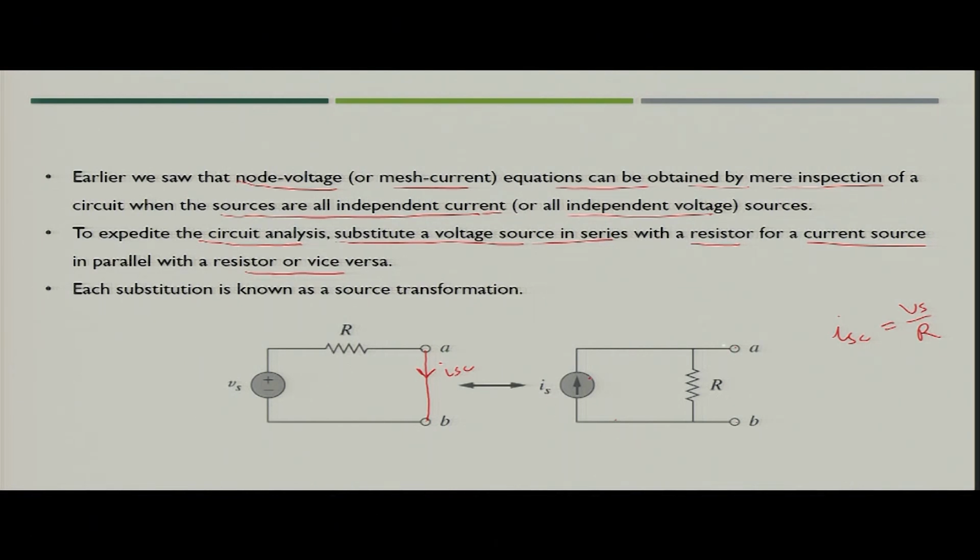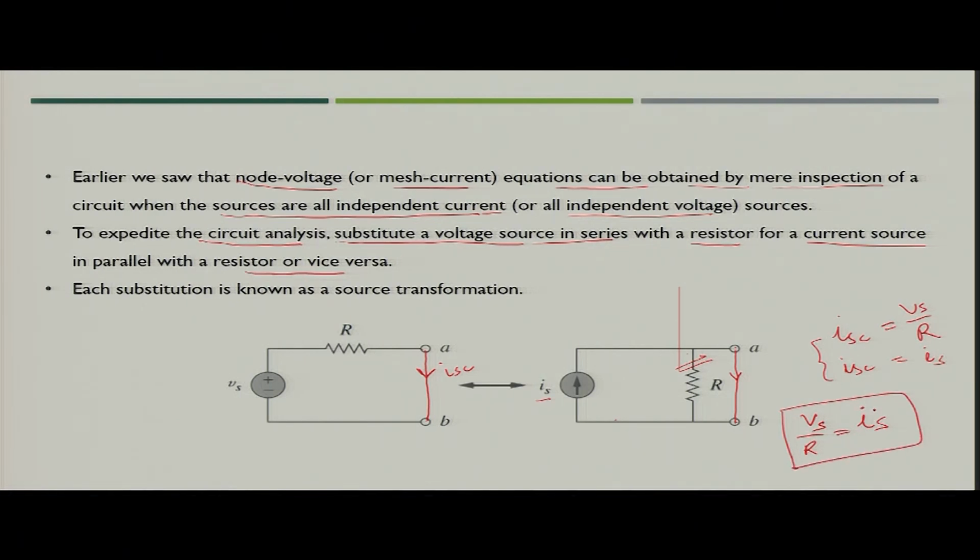Now, in this case, if you are short circuiting A and B, what will happen? This will be neglected. So, the short circuit current flowing from A to B would be equal to Is. Here we will represent the same circuit with Is given in small form. As we discussed, when we are creating the equivalent circuit, its properties should remain the same. That means the short circuit current should be the same in both cases. So, what we get from here is nothing but Vs by R equal to Is.